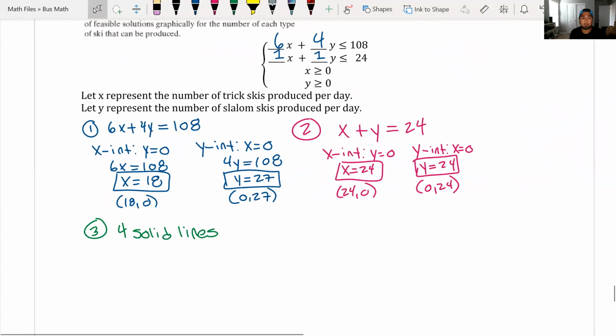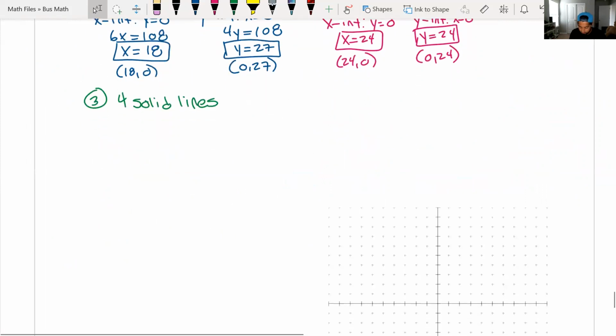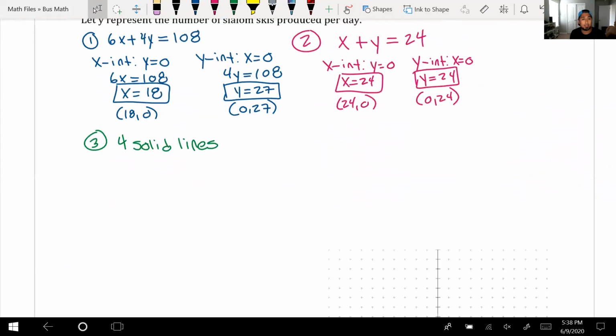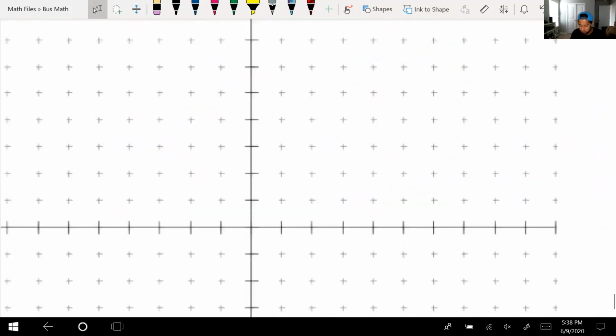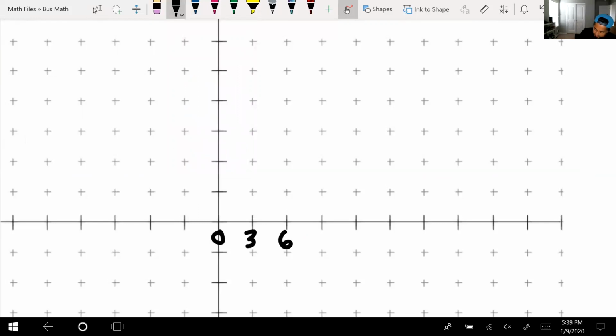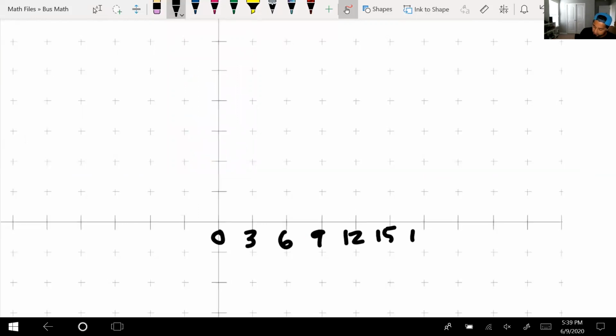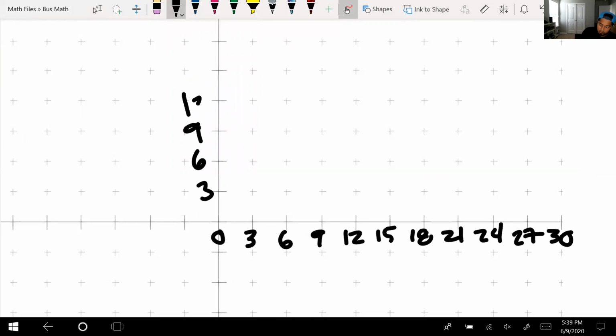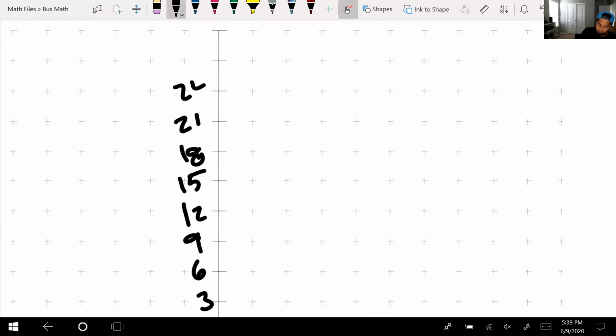Okay, so let's go ahead and graph them. Let's look at our intervals. 18, 27, 24, 24. We can go by what? 3s? I think so, right? Yeah, we should be able to go by 3s. So let's do that. Here's 0, 3, 6, 9, 12, 15, 18, 21, 24, 27, 30. Same thing here. 3, 6, 9, 12, 15, 18, 24, 27, 30.